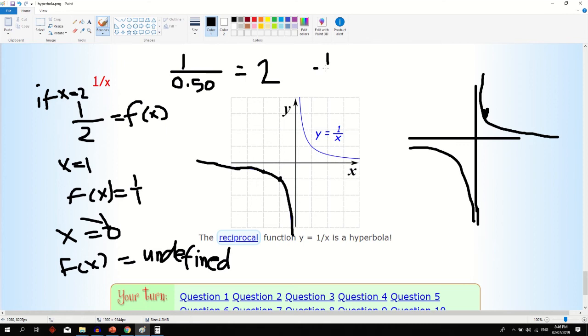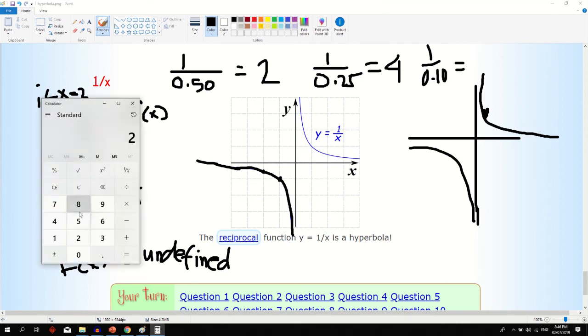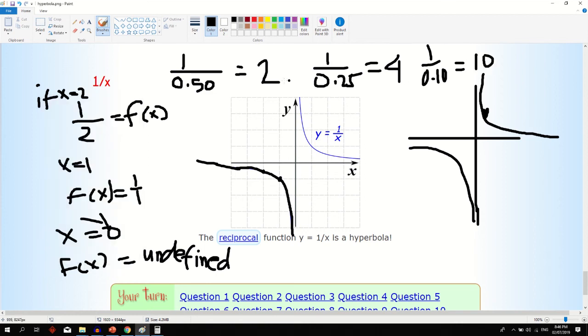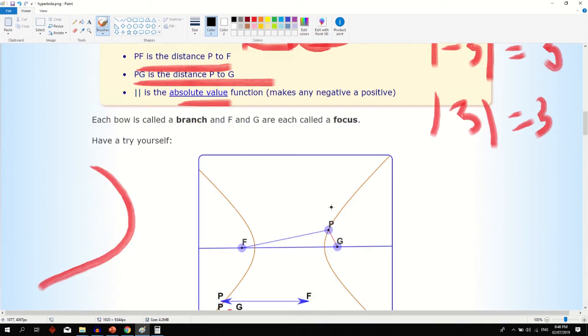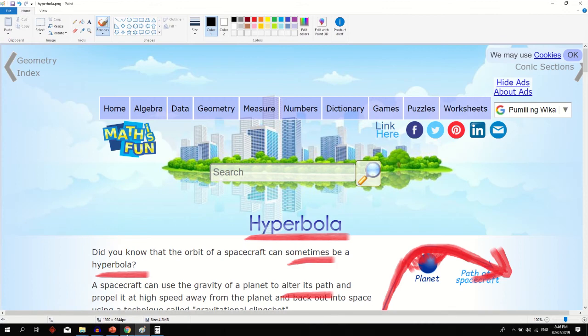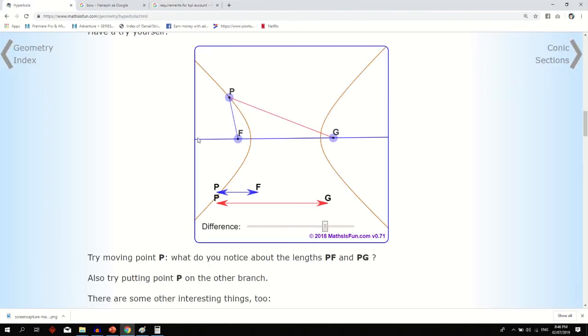If we have 1 over 0.25, it will be 4. Then 1 over 0.10, it will be what? 1 divided by 0.10 is equal to 10. So you can see that as the number goes down, the result keeps increasing just like this one. Okay, so that's it for the hyperbola.